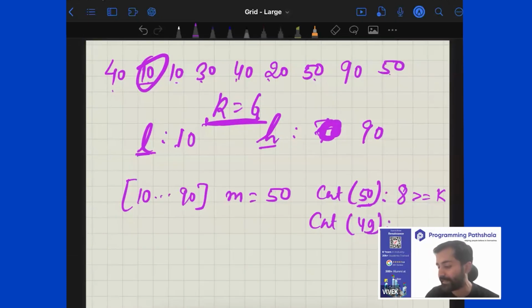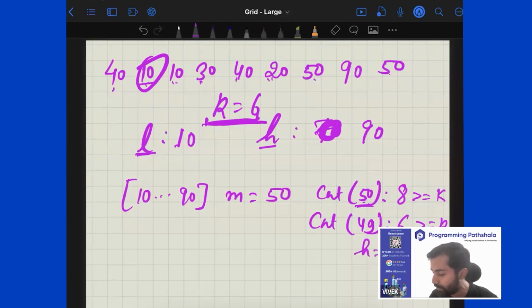And what will be count of 49? How many elements are smaller than equal to 49? 1, 2, 3, 4, 5, 6. Now this value is also greater than equal to k. So what does it mean? It means that our answer is smaller than 50. Correct? If our answer is smaller than 50, we will go to the left half. Going to the left half means we will change our high to mid minus 1.